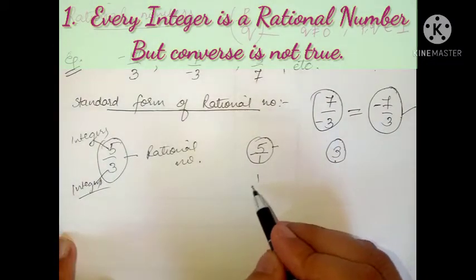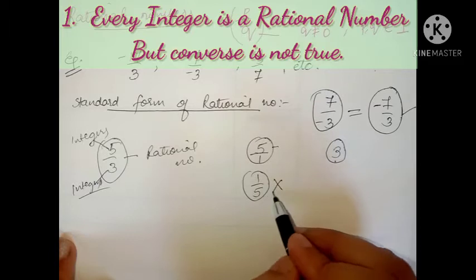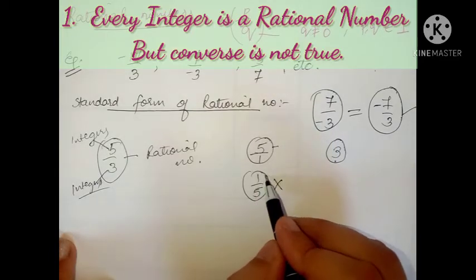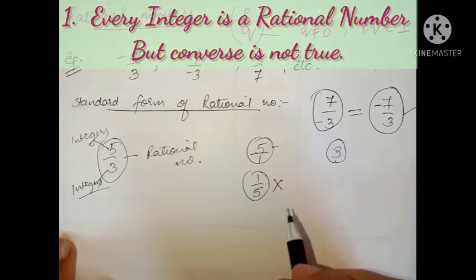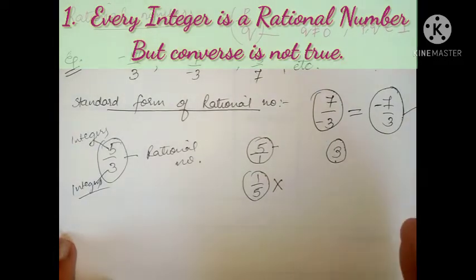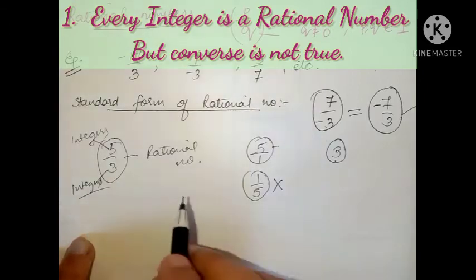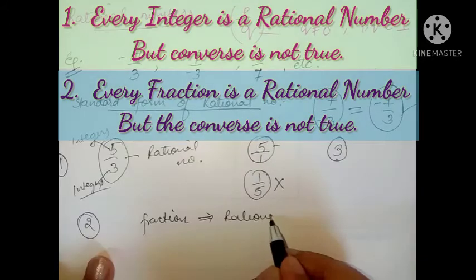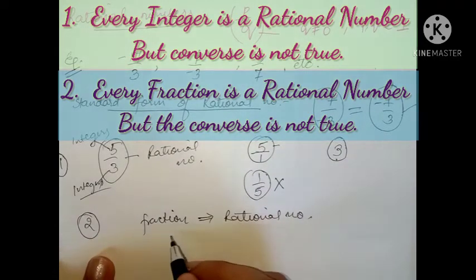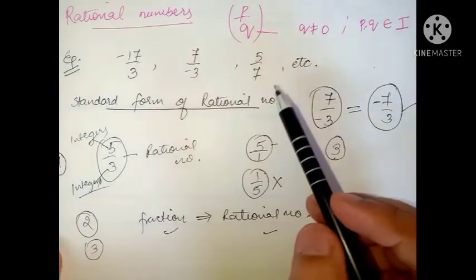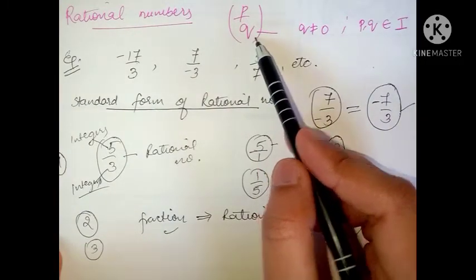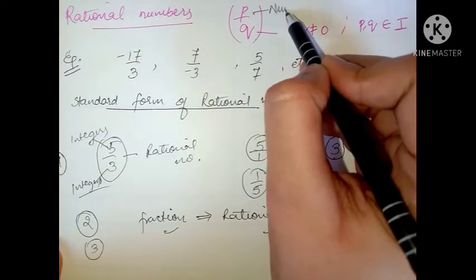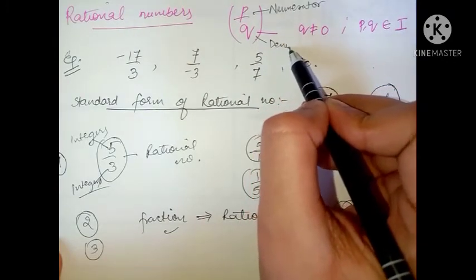If I write 1 upon 5, this is not an integer. This is a rational number, but it is not an integer. So we can say that every integer is a rational number, but every rational number is not an integer. Every fraction is a rational number, but the converse is again not true. If you define p upon q as a rational number, this is called the numerator and this is called the denominator.